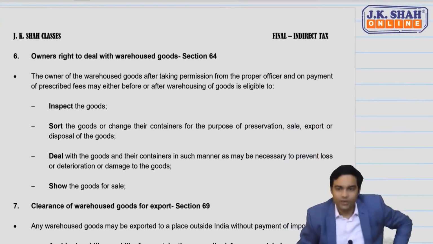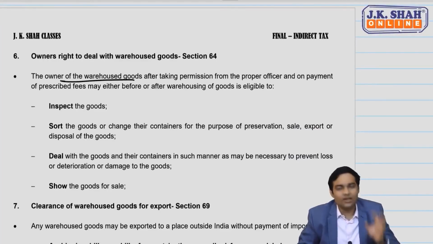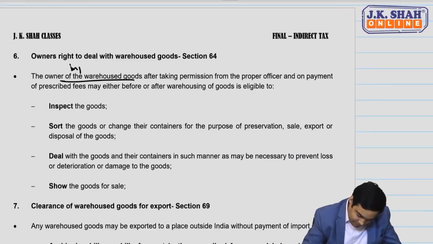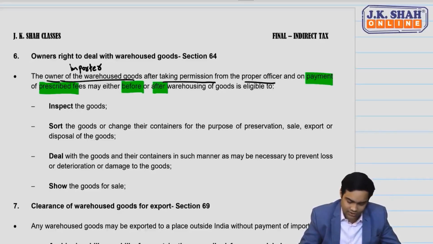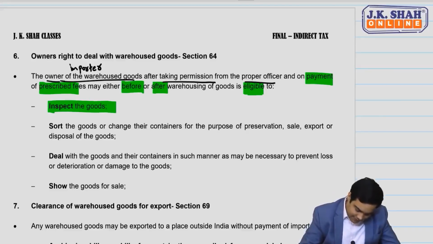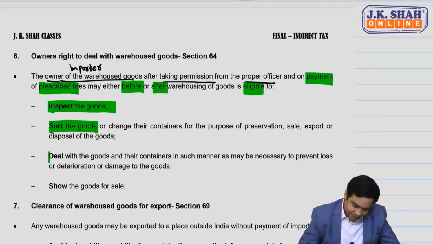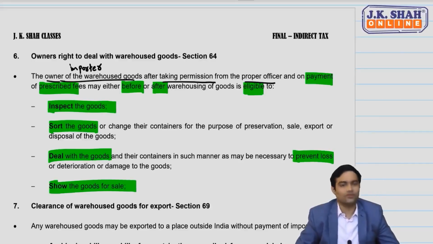Now let's see what is the right of the owner to deal with the goods. See, what all can the owner of the warehouse goods, that is the importer, what all can he do? After taking permission from the proper officer and on payment of any prescribed fee, before or after warehousing, he is eligible to do these activities. 4. Inspect, sort, deal, show. Inspect the goods, sort the goods, deal with the goods to preserve or prevent any losses, and show the goods for sale. These are the 4 things which is available to you.